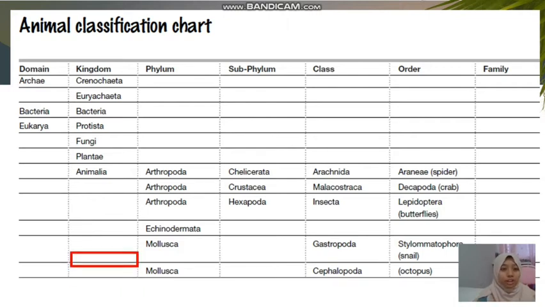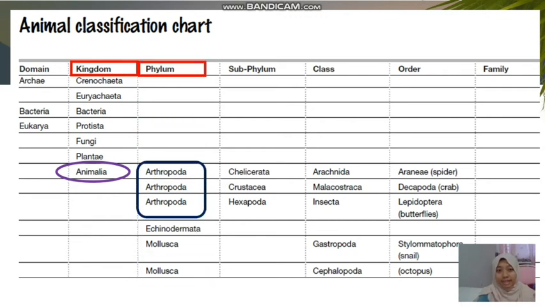So first of all, the kingdom. Animals are under kingdom Animalia. Now look beside Animalia, the phylum. Animals without a backbone are under phylum Arthropoda, and there's another one, which is Mollusca. So there are two phyla that have no backbone.